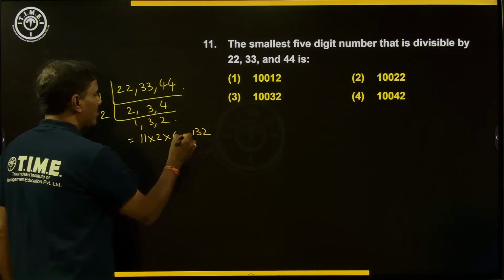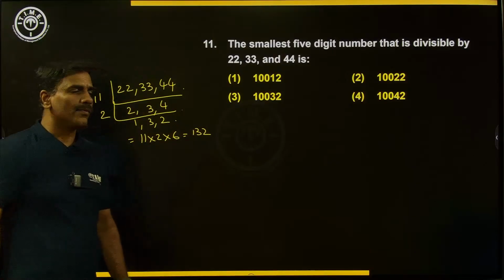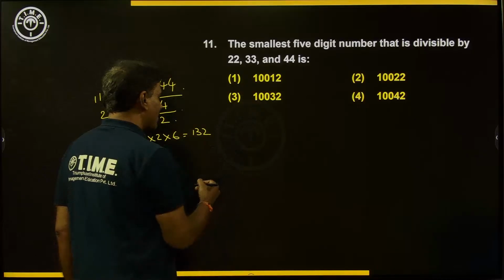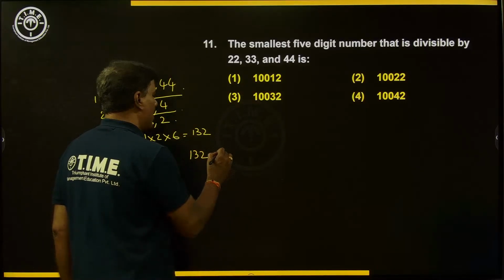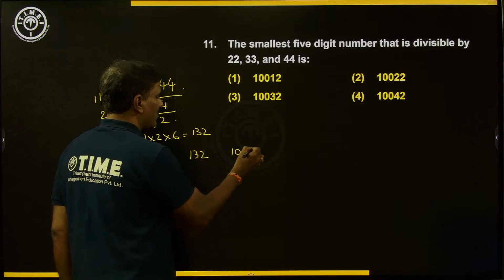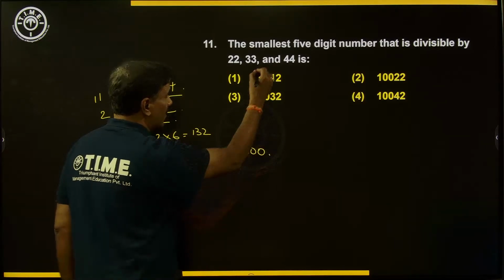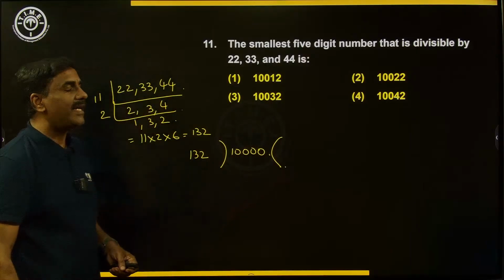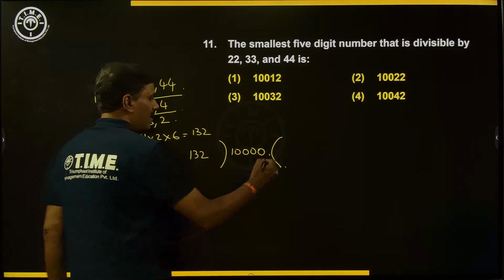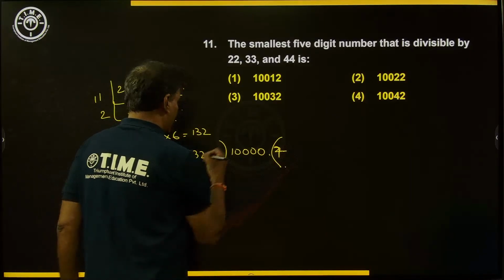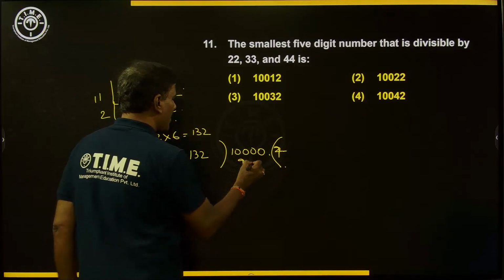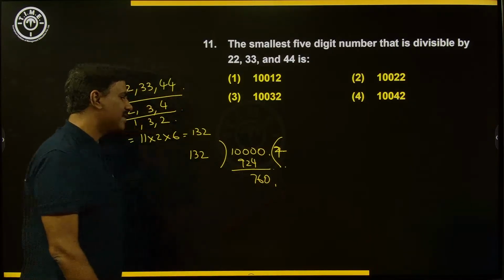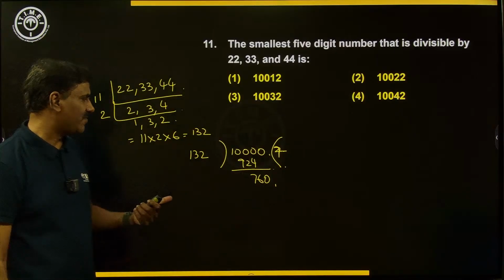2 6 times is 12, 12 11s are 132. So basically we will be having multiples of 132, and that is the number we are looking at. The smallest 5-digit number is 10,000, because we are looking at the smallest. We should divide that by 132. 13 sevens are 91. So 132 sevens will be 924, right or not? 2 sevens is 14. So we'll be having 924. So how much is left out? 76. That means 760. 13 fives are 65. 132 fives will be 660.